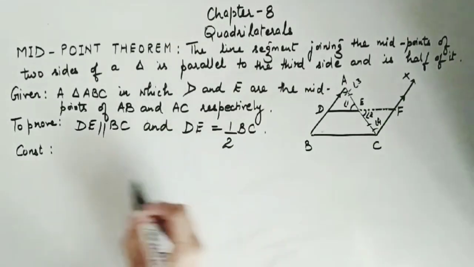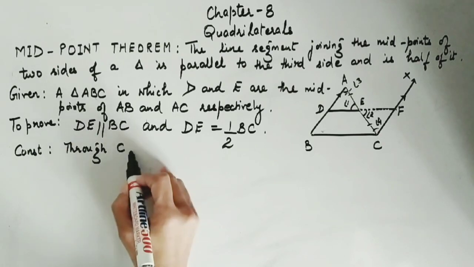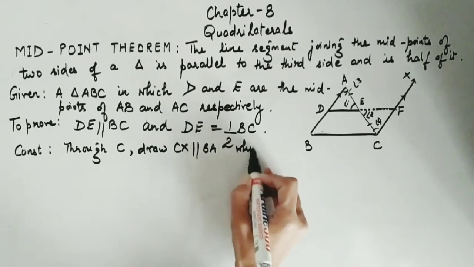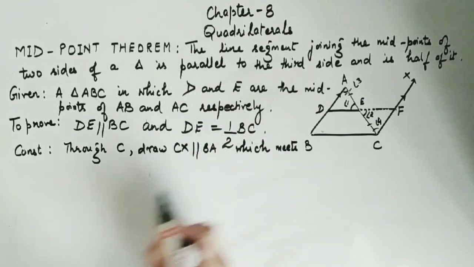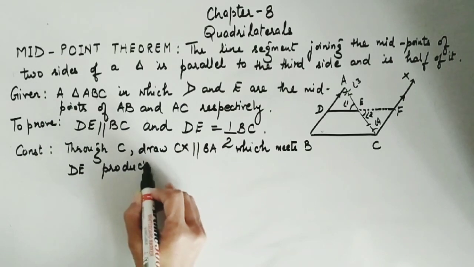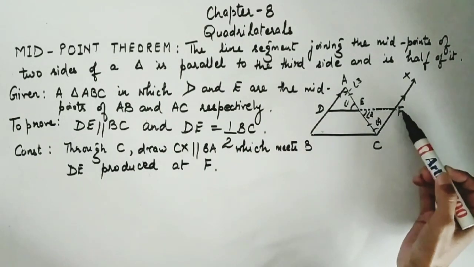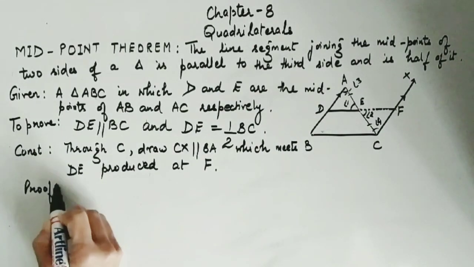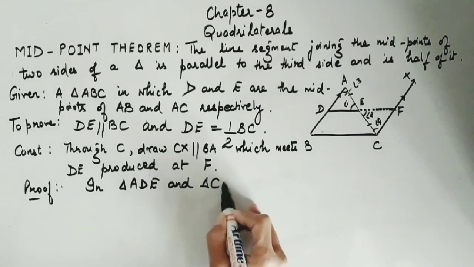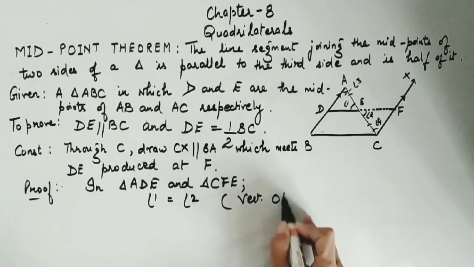Let's quickly write down this much. In the construction, we draw a line through C, draw CX parallel to BA, which meets DE produced at F. So DE was produced and it meets CX at F. In the proof, in triangle ADE and triangle CFE, first, as we have already discussed, angles 1 and 2 are equal, a pair of vertically opposite angles.